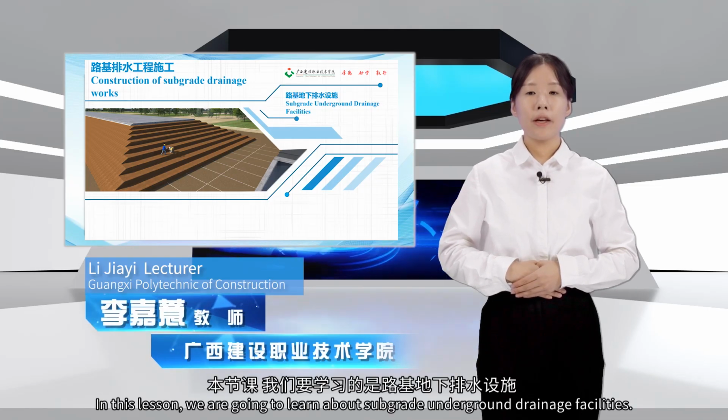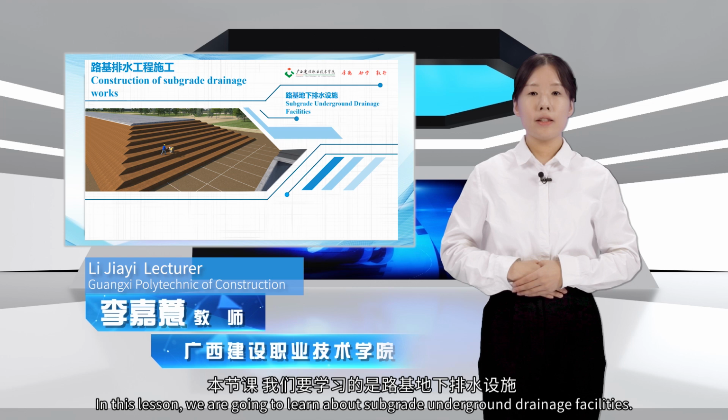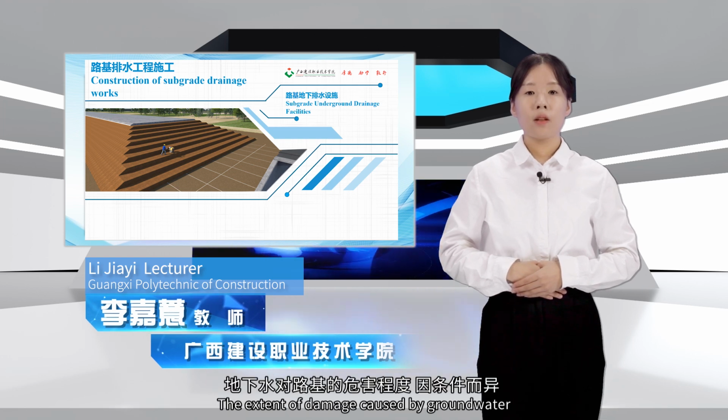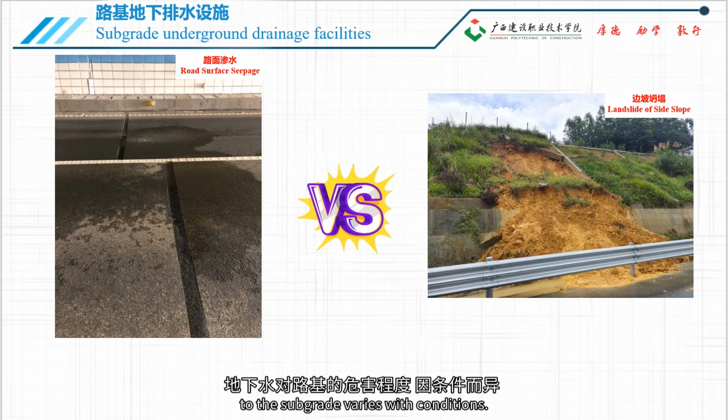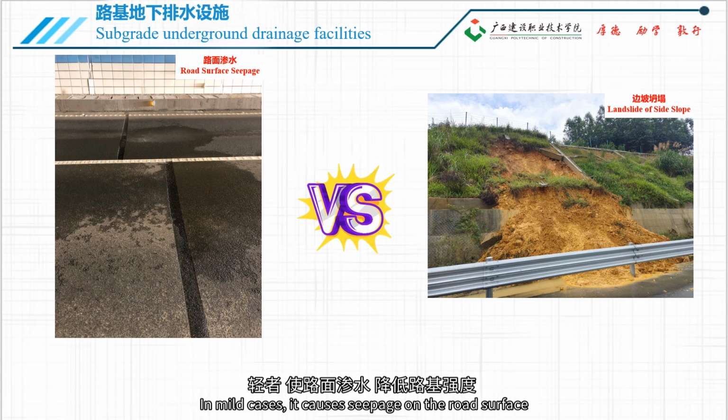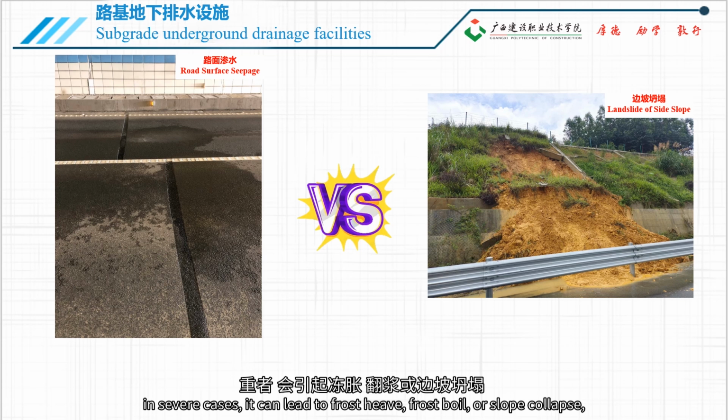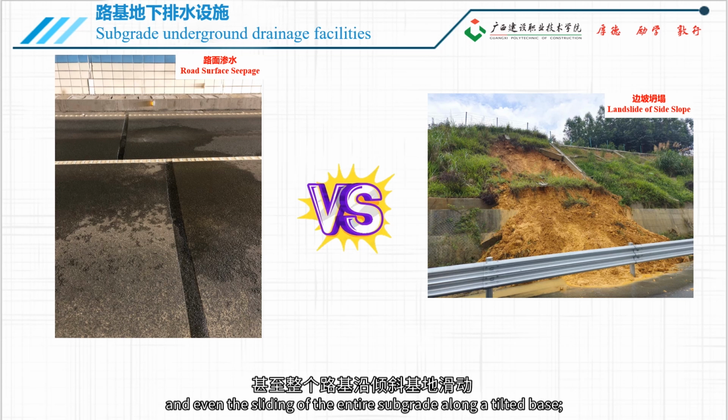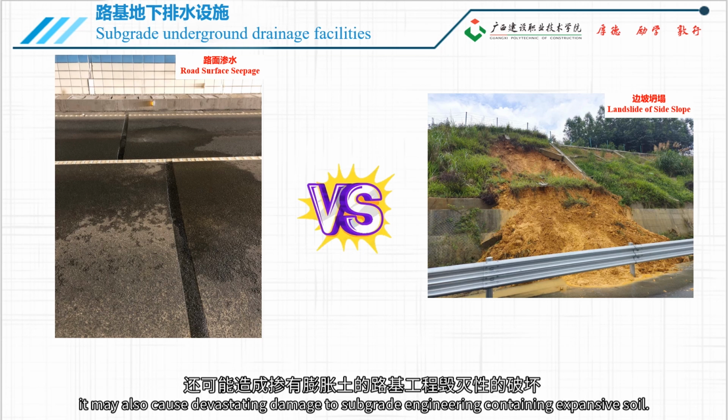In this lesson, we are going to learn about subgrade underground drainage facilities. The extent of damage caused by groundwater to the subgrade varies with conditions. In mild cases, it causes seepage on the road surface and reduces the strength of the subgrade. In severe cases, it can lead to frost heave, frost boil, or slope collapse, and even the sliding of the entire subgrade along a tilted base. It may also cause devastating damage to subgrade engineering containing expansive soil.